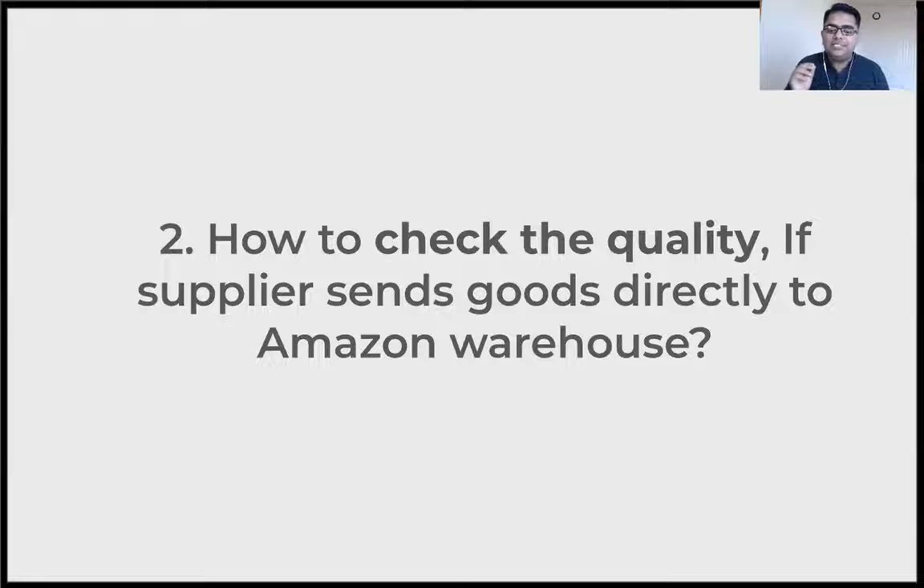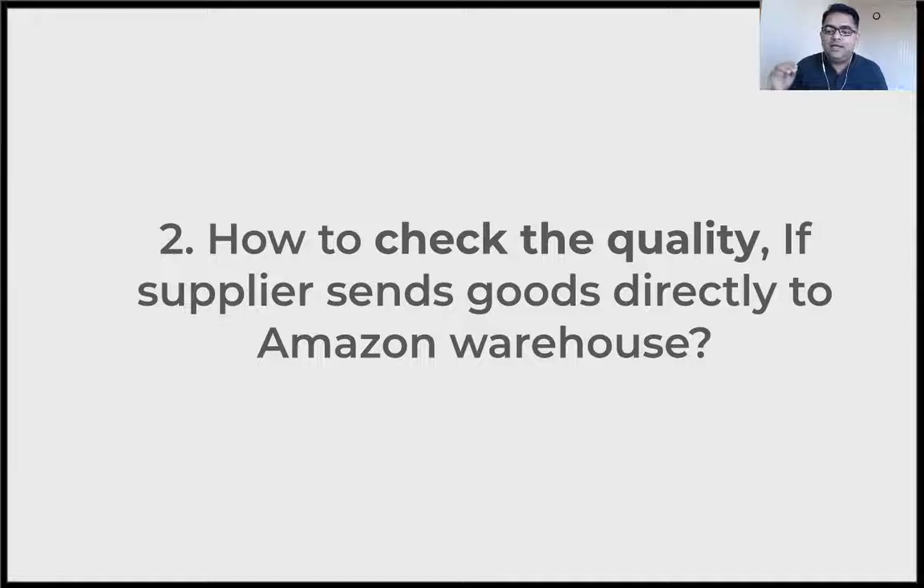Number 2, how to check the quality if the supplier sends goods directly to Amazon warehouse. Now you have placed your order. Now your supplier is going to send 200, 300 units directly to Amazon. How to check the quality? When you are getting started, you should not send directly. You have to send those goods to your place, your home, your office, or wherever it is. You have to send it to your place for the first couple of times to check that everything is correct.